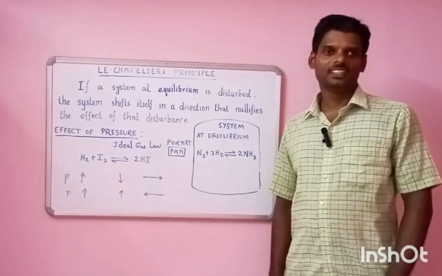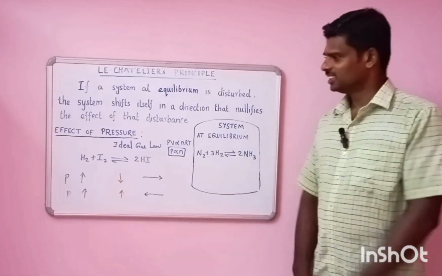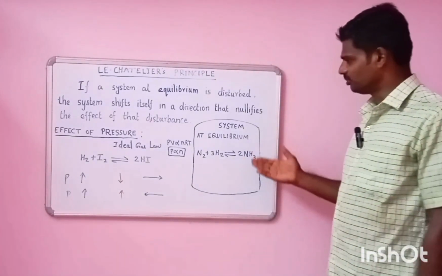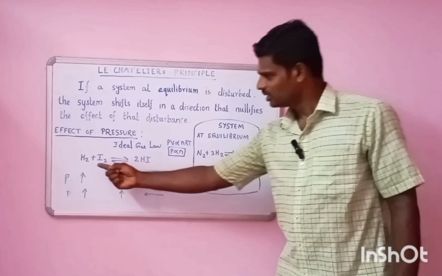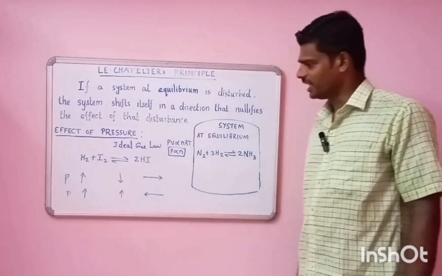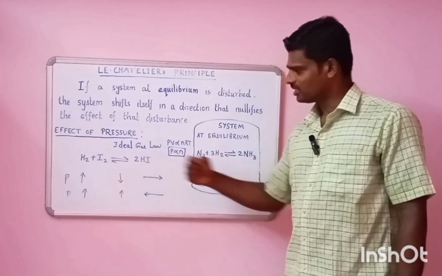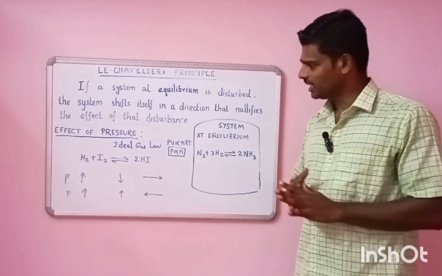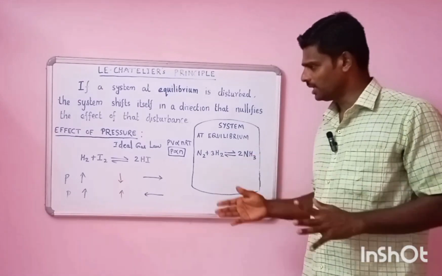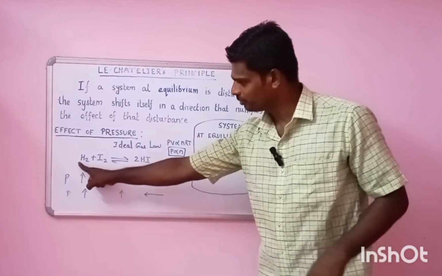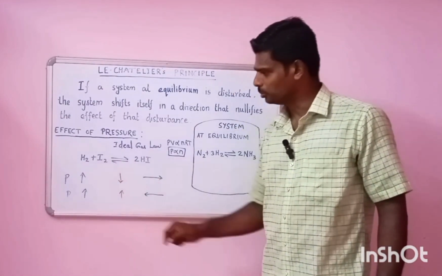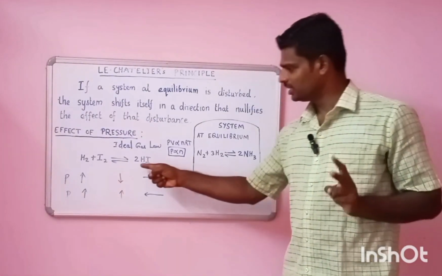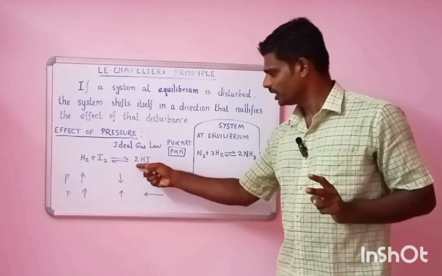Let us see the effect of pressure in the Le Chatelier principle. So we have a system, with the example of hydrogen and iodine. It gives two hydrogen iodides. So let us see the number of moles on the left side and the number of moles on the right side. We have one mole and here one mole. So overall two moles on the left side, and on the right side also we have two moles.